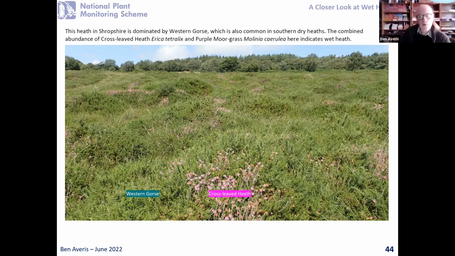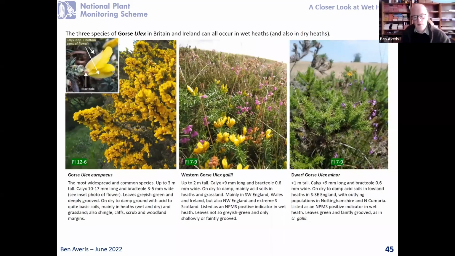And we could think, oh, is that a wet heath or is it dry heath? Could be either. Then seeing how much cross-leaved heath there is, and there's a lot of the leaves of purple moorgrass sticking out, the combination of those two both together, that's got to be a wet heath rather than a dry heath. So another completely different appearance of wet heath there.